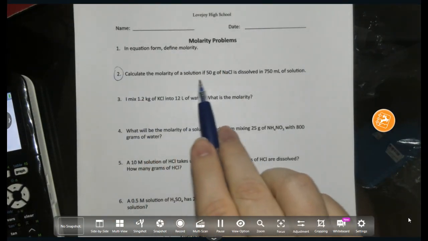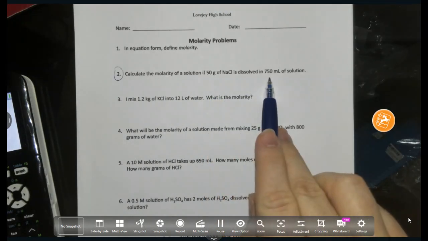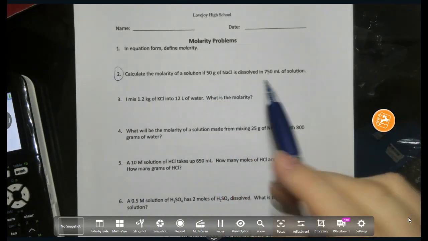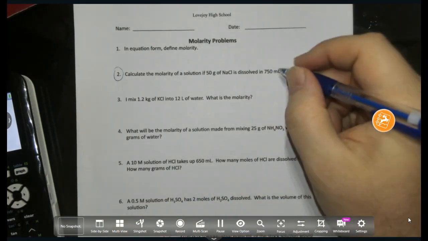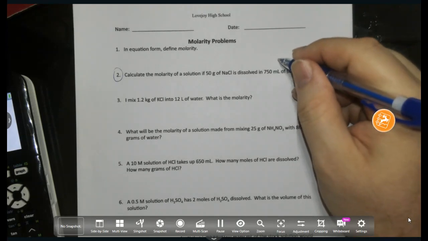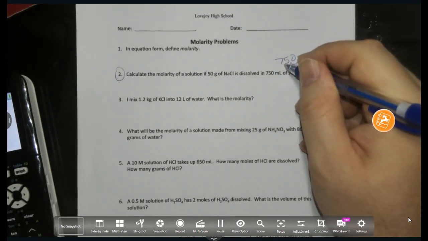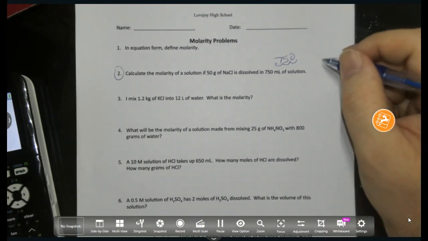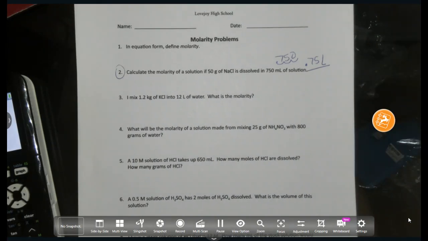We want to find the molarity of a salt solution. We've got 50 grams of sodium chloride and 750 mils of water. So first things first, I told you in the molarity equation that we will not be dealing with milliliters, it's got to be liters. So I'm going to move my decimal 3 places to the left and turn that into 0.75 liters for my volume.